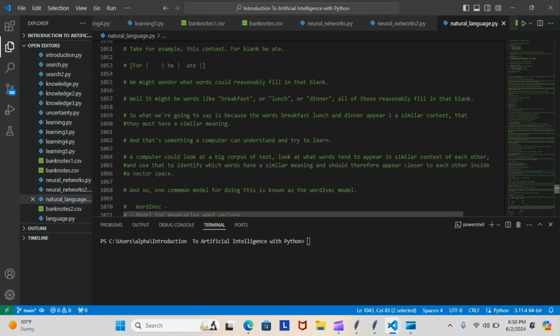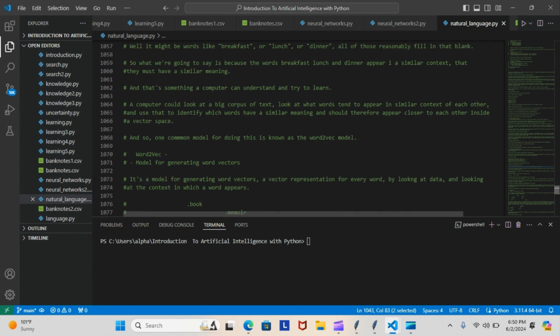So what we're going to say is, because the words breakfast, lunch, and dinner appear in a similar context, they must have a similar meaning. And that's something a computer can understand and try to learn. A computer could look at a big corpus of text, look at what words tend to appear in similar contexts of each other, and use that to identify which words have a similar meaning and should therefore appear closer to each other inside of a vector space.